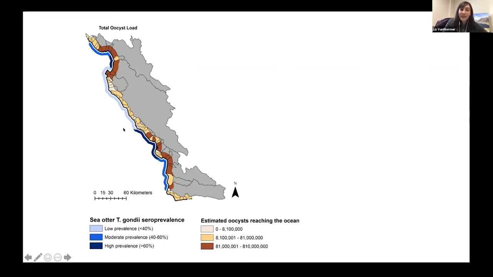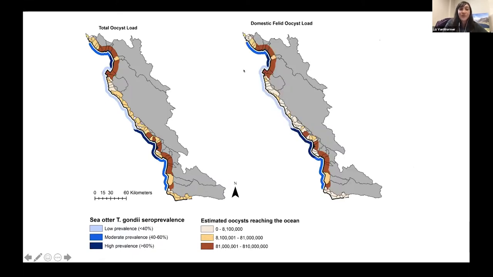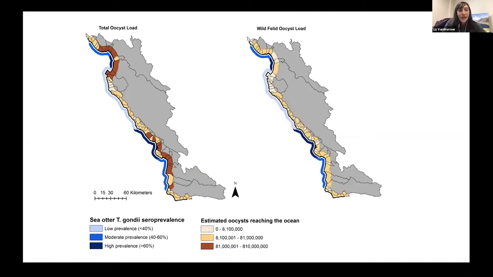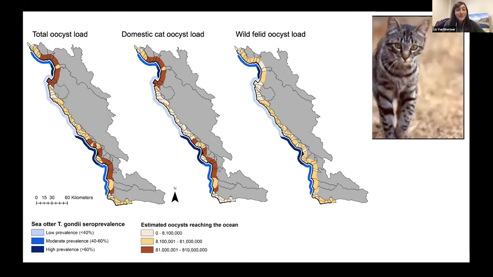And we can look at how this connects to domestic cats and wild felids. So with domestic cats, we see a really similar pattern. And these bright orange and red areas are actually really developed areas of the coast in many places. And when we look at mountain lions and bobcats, certainly they're contributing, but they're contributing in a really different way. And so by taking these together, it tells us that both wild felids, the wildlife around us, and our domestic animals play a role in parasites and the risk of exposure to humans and animals sharing the landscape. But that role might change in different places.